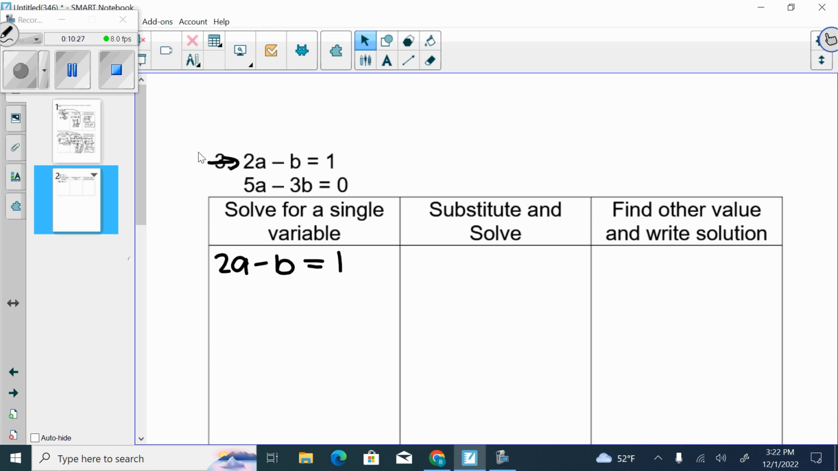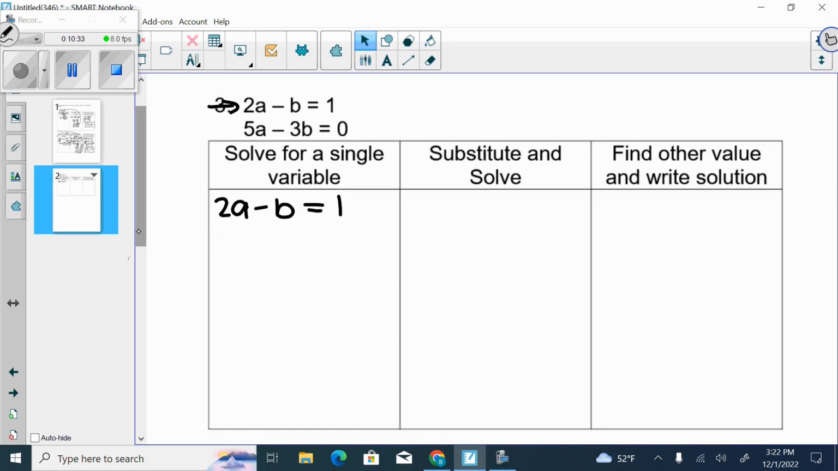All right, so what would we do to try and get b by itself? Subtract 2a, very good. So I've got negative b is equal to, again, we can't combine those because they're different. We've got negative 2a and positive 1. All right, now the only thing is we don't want our letter to be a negative, so how do I get rid of that negative in front of b?